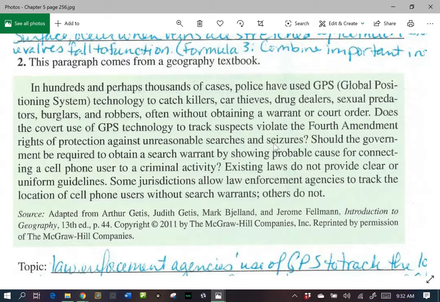All right. And then they explain the problem with what's going on with that system with law enforcement down in the last two sentences. So we had to summarize and create one sentence that explains that we have law enforcement agencies using GPS to track signals of cell phone users and what that problem is. We have problems with the laws, whether they're clear or unclear for law enforcement.